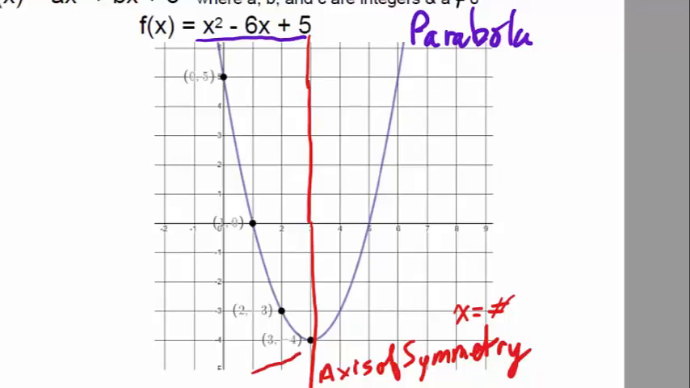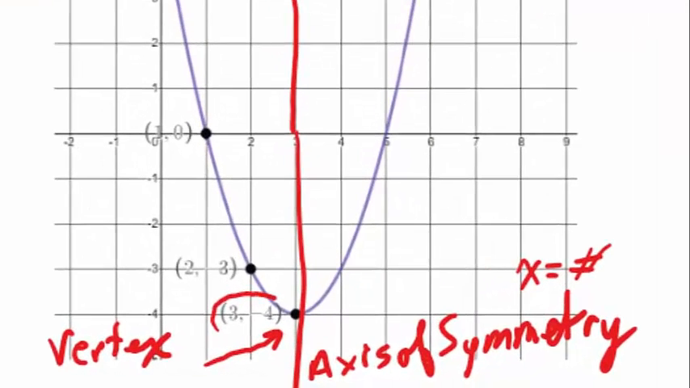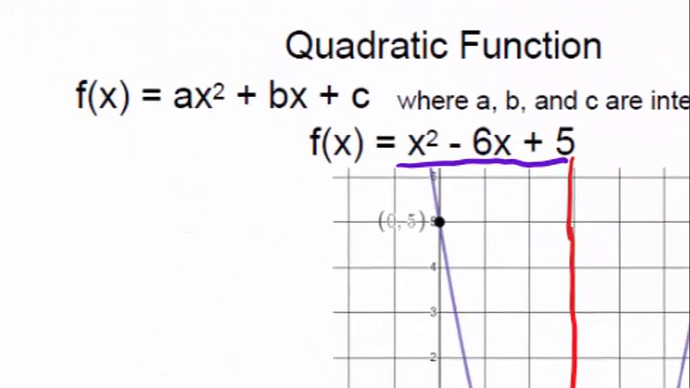Also, it has a point right here where I said that it changed directions. That's called the vertex. And you notice the vertex has an ordered pair for it. In this case, it's (3, 4). And we use the axis of symmetry to find the 3. Then we take that 3 and substitute it into the function up here at the top to find the value of 4.